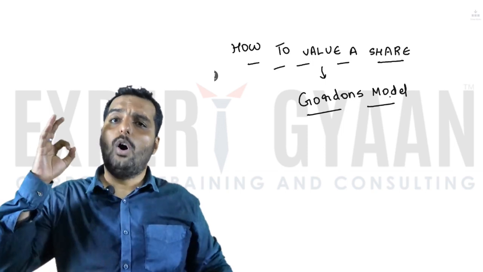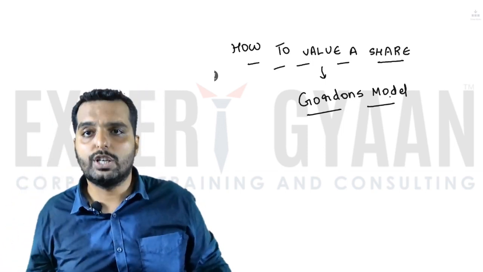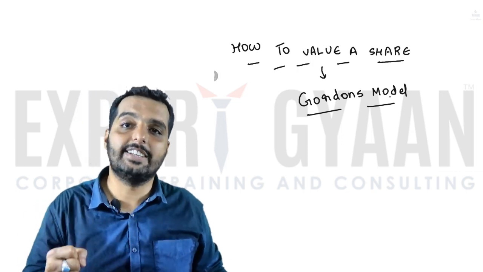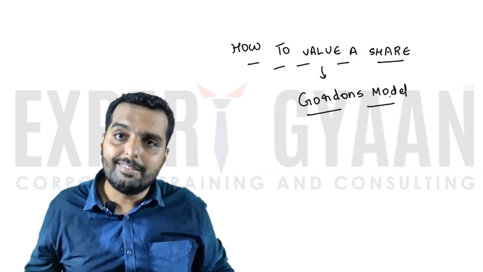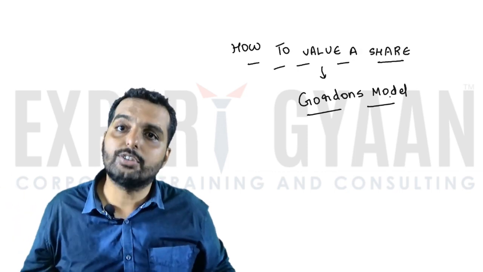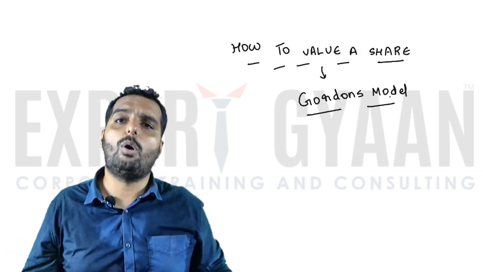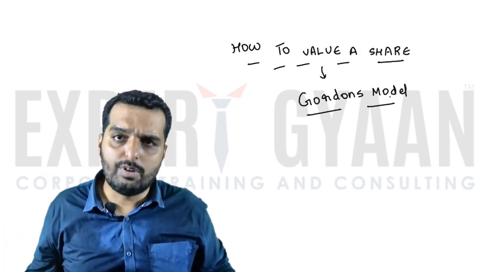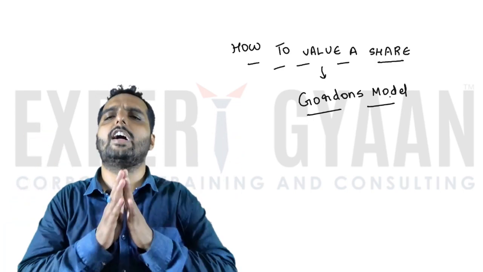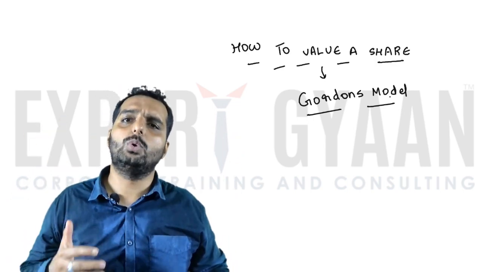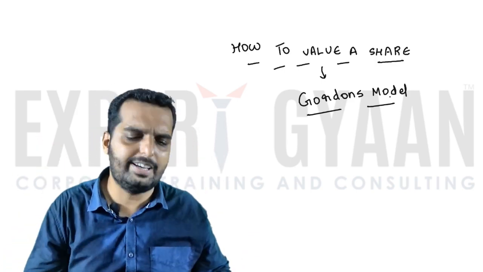Friends, we have already learned how to value an asset. The value of an asset is nothing but the present value of future cash flows which the asset can generate. The value of a bond is nothing but the present value of the future cash flows that the bond can generate. The cash flows in case of a bond are normally coupon payments and redemption value. Similarly, the value of a share is nothing but the present value of future cash flows that the share can generate.